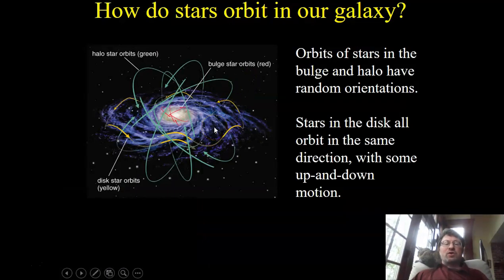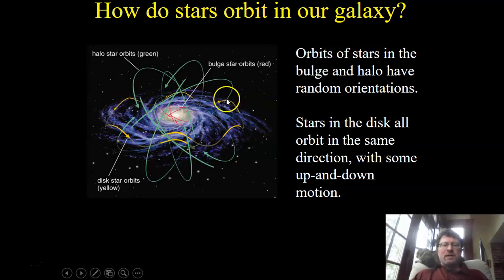Now, how are stars orbiting and moving in our galaxy? Well, it depends whether we're talking about stars that are in the disk or in the bulge or halo. Stars that are in the disk are more or less going in nearly circular orbits around. They bob up and down above and below the plane of the disk as they go. These yellow curves here are showing the path of a typical star.